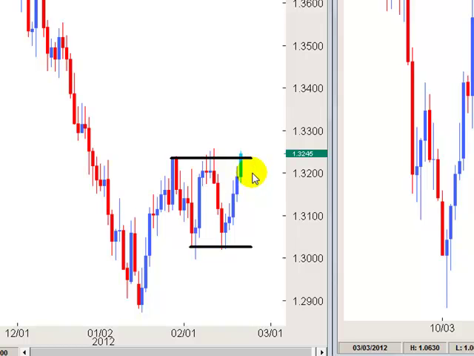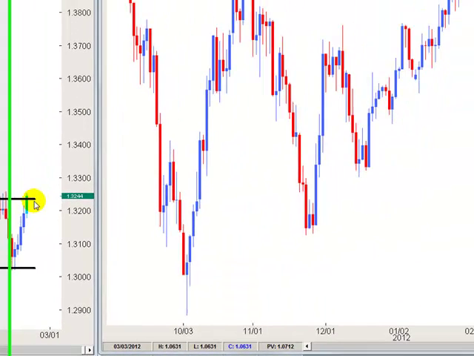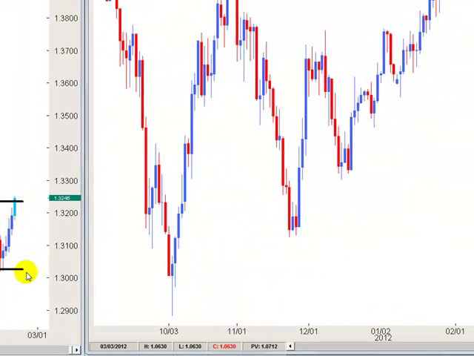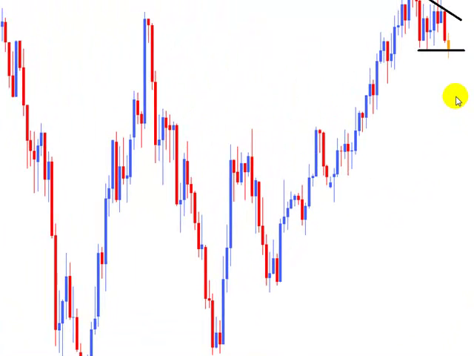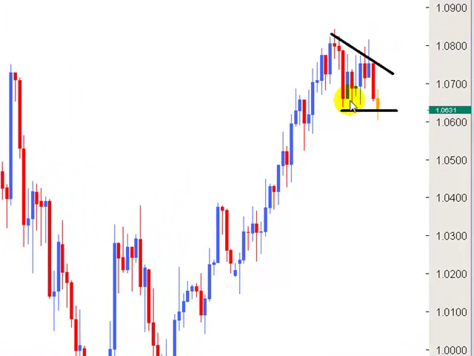And I would say these breakouts from these patterns are about 80% successful. They'll fake you out probably about 20% of the time, and a lot of the times when they fake out to one side and come back in, the real breakout is usually on the other side. So they're very reliable patterns. Another one over here is Aussie dollar.